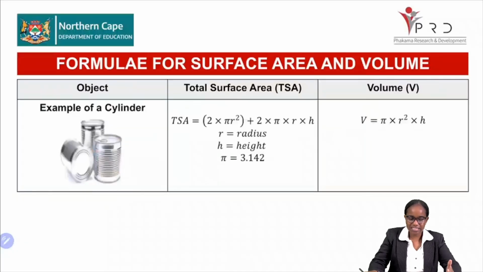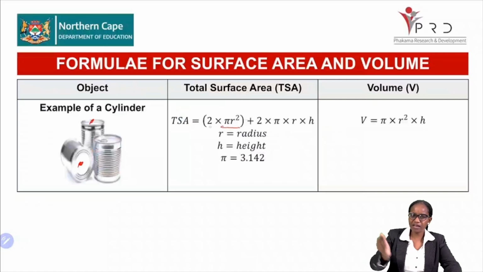We move to the cylinder. You know the cylinder is made up of the circles at the bottom and at the top, and then we have the curved surface. The faces at the top and at the bottom are circles in nature. And what is the area of a circle? The area of a circle is pi times radius times radius. And we have 2 circles, the one at the bottom and the one at the top, so we multiply these by 2.